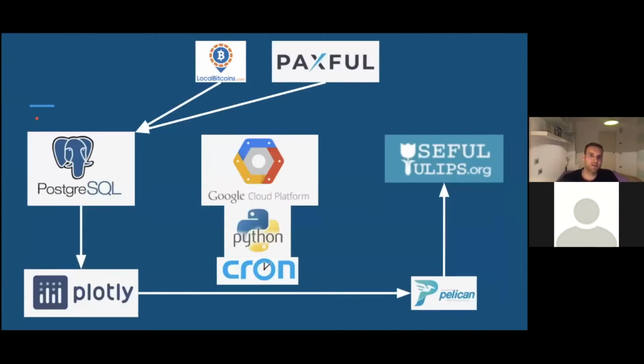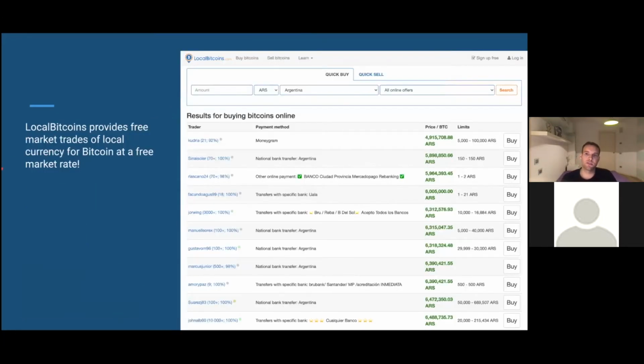So this website is hosted from Google Cloud Platform. I have Python scripts running a cron job on a nightly basis. They pull records from Local Bitcoins and Paxful, throw them into a database, and generate charts from the database using the Plotly charting library. The Pelican static website generator converts it into raw HTML, and then it's thrown to the website. So that's that for the website.